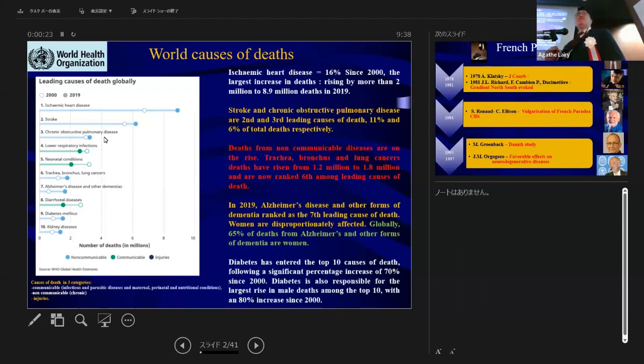And so another point concerning Alzheimer is that the tribute is more feminine, actually. A lot of ladies, in fact, are touched by Alzheimer. So ladies are maybe more sensitive, or maybe because they live longer, I don't know. And so this is also one point that we have to talk about.